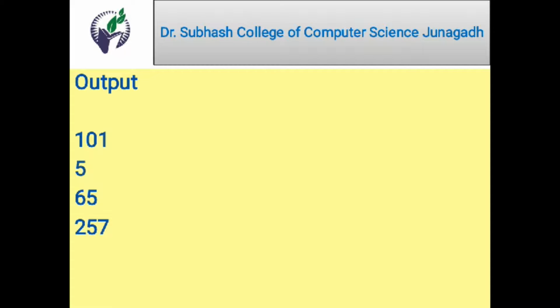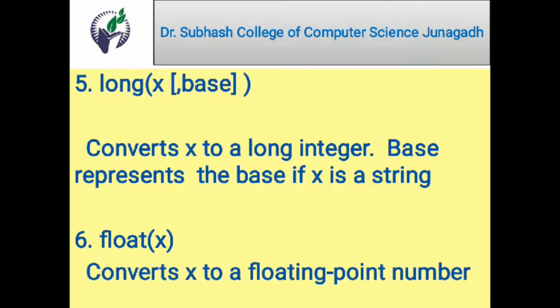Now similar to int, another function is long, to increase the range of values. It works similarly and converts x to a long integer; base represents the base if x is a string, similar to what we have seen. Only here the range of values is more compared to int. And the last one is float(x), which converts x to a floating point number, meaning the given number or string in a different form will be converted into the equivalent float.